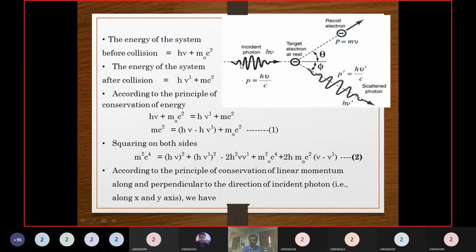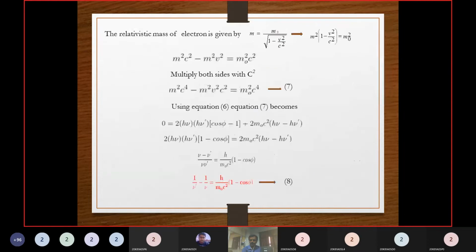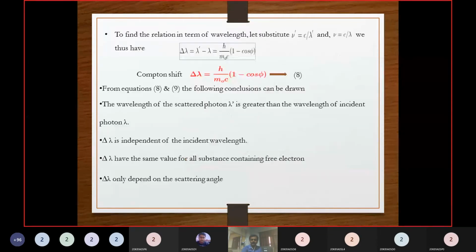So this is the Compton shift. There are three cases. Case 1: phi equals 0 means there is no Compton shift. Phi equal to 90 means the Compton shift equals h by m naught c. If phi is equal to 180, the shift equals 2h by m naught c. So in the third case, the total photon will be reflected back.